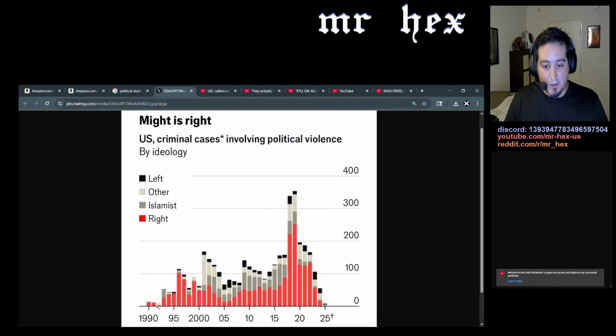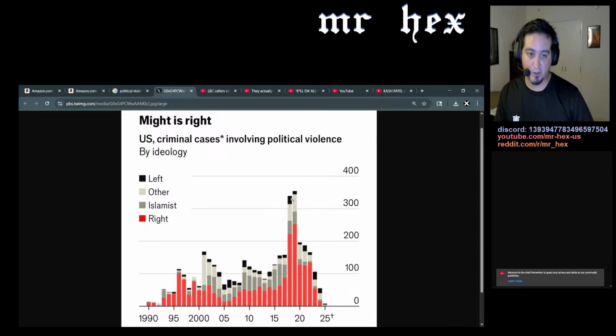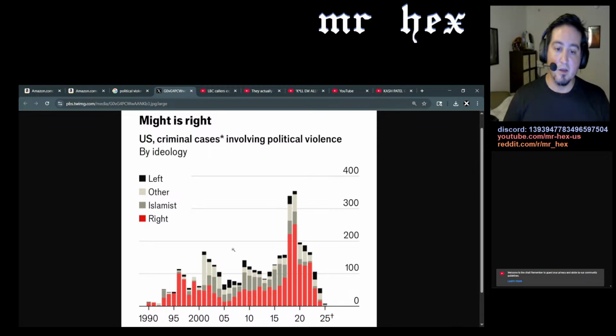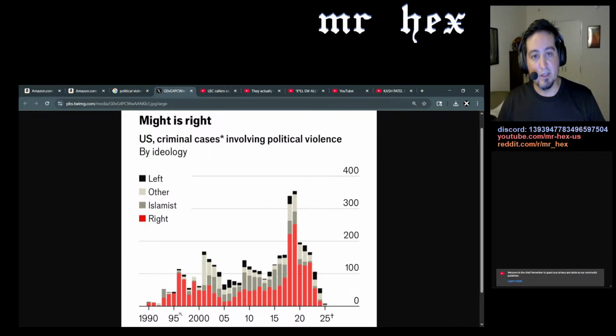But if you look at all these years, bottom line is almost every single year, right-wing violence is overwhelmingly the most common, and it's far more than left-wing violence. That doesn't mean that there isn't left-wing violence. This tells you very clearly that there is. But it's overwhelmingly from the right, and this should not come as a surprise to people.